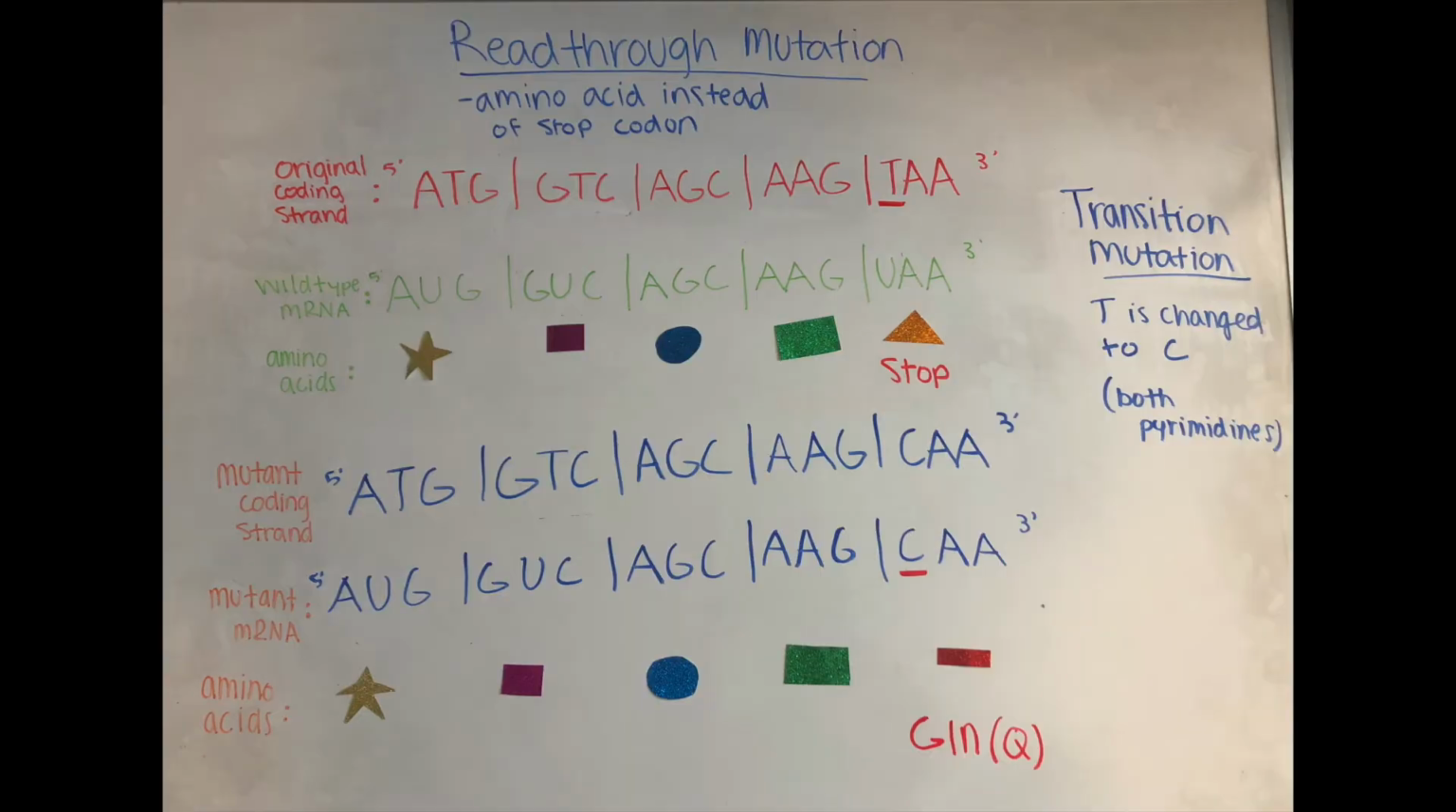Read-through mutations occur when the stop codon is replaced with an amino acid. As shown, you can see that in the original coding strand, the T that is underlined is replaced by C in the mutant coding strand. The wild-type mRNA codes for the stop codon, while the mutant mRNA codes for the amino acid glutamine. This is shown by replacing the orange triangle with the red rectangle. This is a transition mutation because the nucleic acid T is changed to C, and they are both pyrimidines.